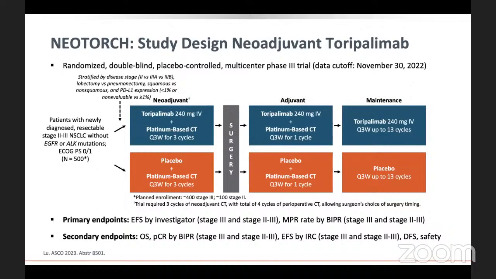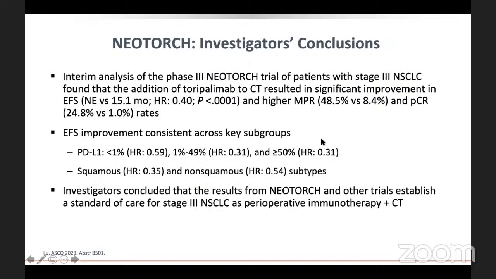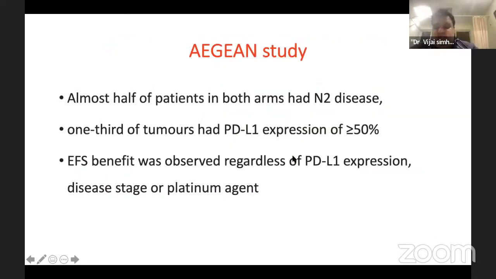Similarly, two other studies, which I'm not going to go into much detail. One is the toripalimab, which I've never used. Similarly, again, chemotherapy with toripalimab used as a perioperative strategy improved the event-free survival. The AGN study is another perioperative design where chemo plus immunotherapy, which this time is durvalumab, 1500 milligram given for 4 cycles along with chemotherapy, and then continued every 4 weekly for 12 cycles, that is a maintenance of 1 year after surgery, has resulted in improvement in event-free survival.